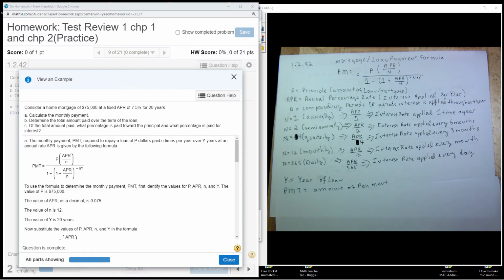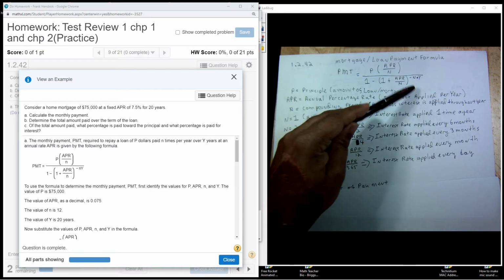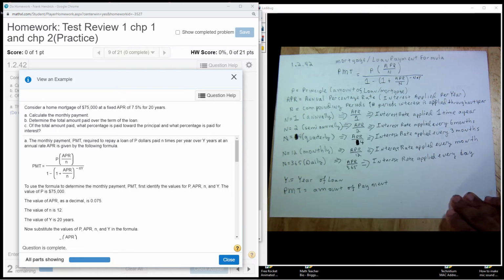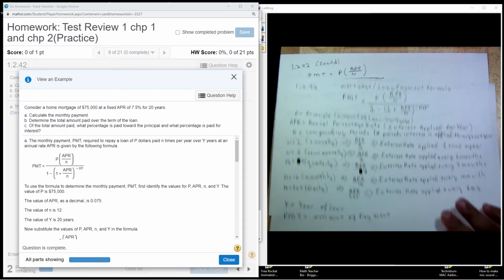The Y in the formula here is the number of years for the life of the loan, how long they have to pay it off, and the payment is the amount of the payment for the mortgage or loan. So we looked at the parts of the formula. Now let's look back at the problem that they asked us to work with.